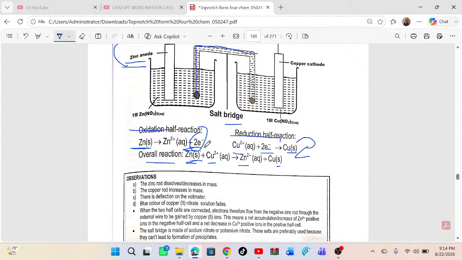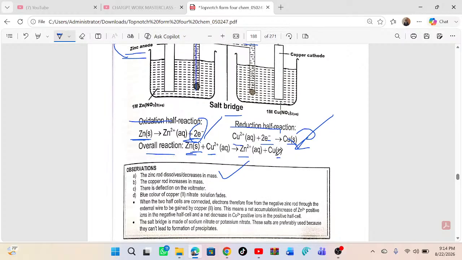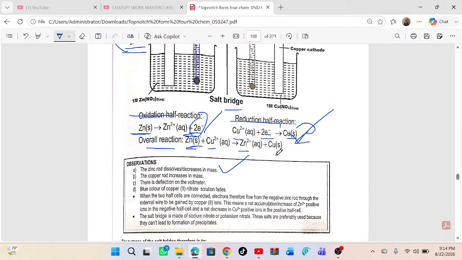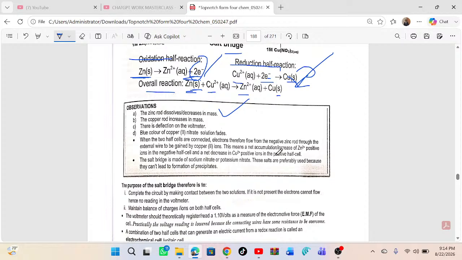Already it lost electron. So what will happen to its mass? It will decrease. And this one's mass will increase. So then there's a deflection in the voltmeter. Why? Because there's an electric current.